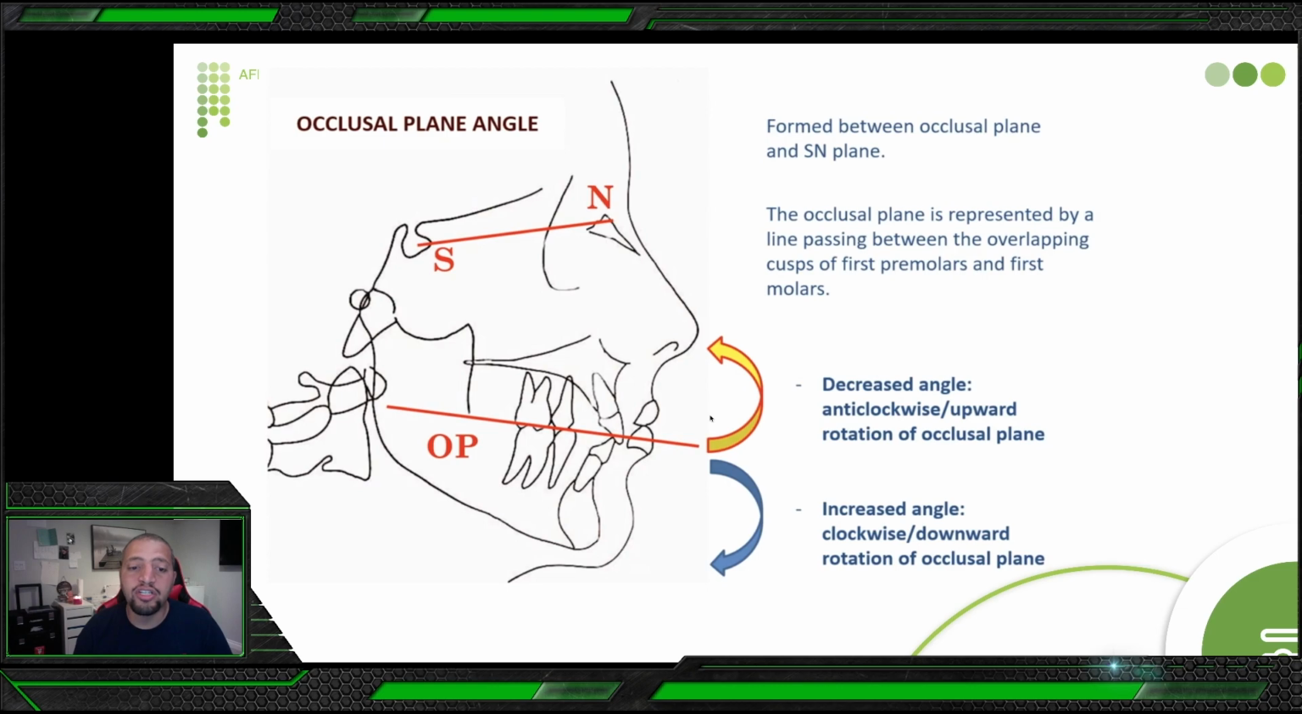So you might see a question giving you a patient with a short face. The question may say the mandible is moving upward or rotating anti-clockwise. So now you understand when you see these words, because sometimes the question has sophisticated words. This means this patient has decreased lower face height, a short face, and the other way around. Increased angle means clockwise downward rotation of the occlusal plane, meaning this patient will have long lower face height.